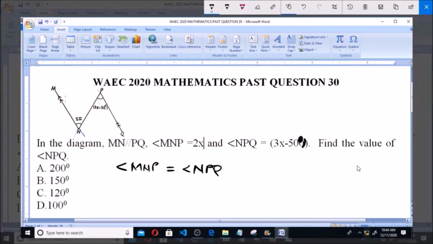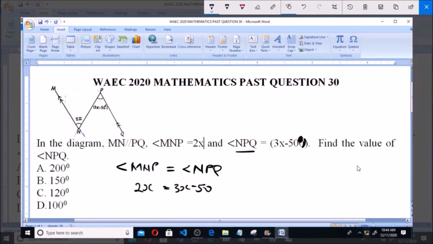So we can definitely say that the value of MNP, which is 2x, is equal to the value of NPQ, which is 3x minus 50. Now we're doing this so that we can find the value of x. Finding the value of x will enable us to find the value of what? Angle NPQ, which is what is required.